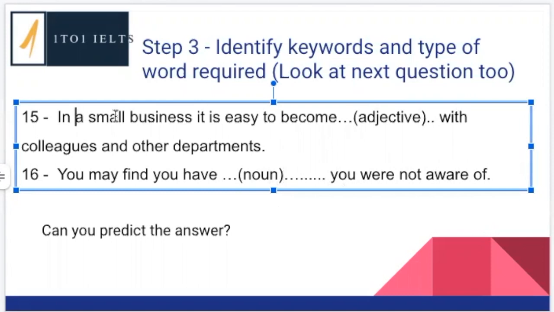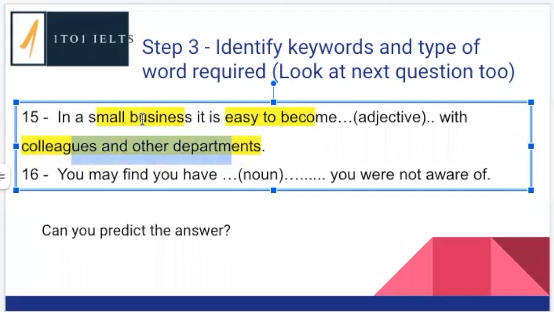The next thing we're going to look at is keywords. After this, we're going to look for this in the text. So for 15, what are the keywords that we're going to have a look at here? What words do you think will help us find this in the text? Yeah, I think there's colleagues. It says colleagues and other departments. So office, easy to become, and small business. So here, I'm not going to worry too much about synonyms. It's simply we're looking for small business, colleagues in other departments, easy for something.